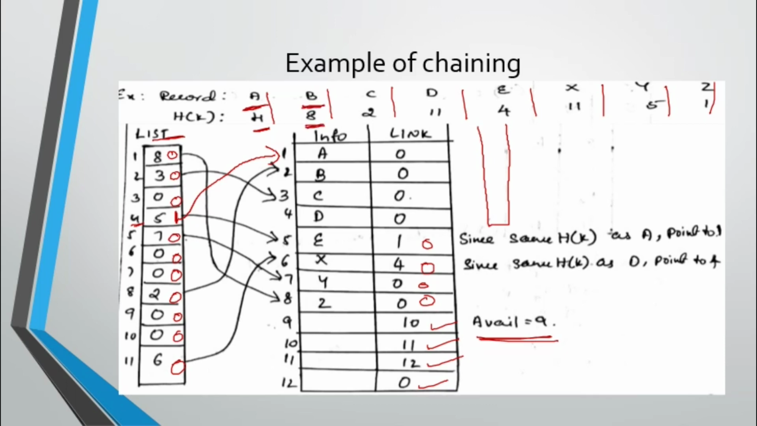So what I do is, I go to here. Where is D stored here in the info part? In 2. So I write the 2 here, and I create a chain, and you can see this chain is already created. Okay, 2. Next, C is in 2.